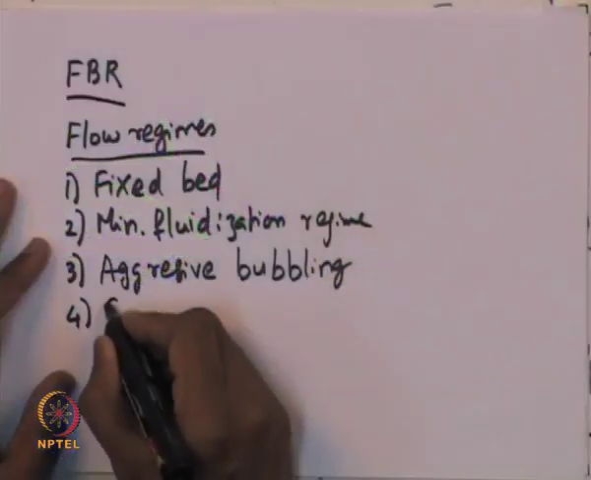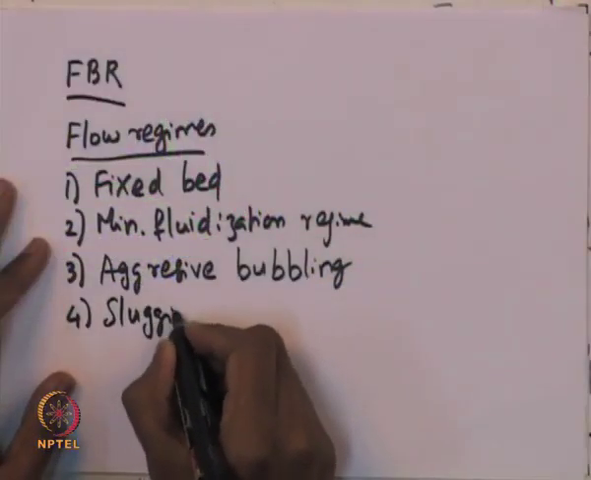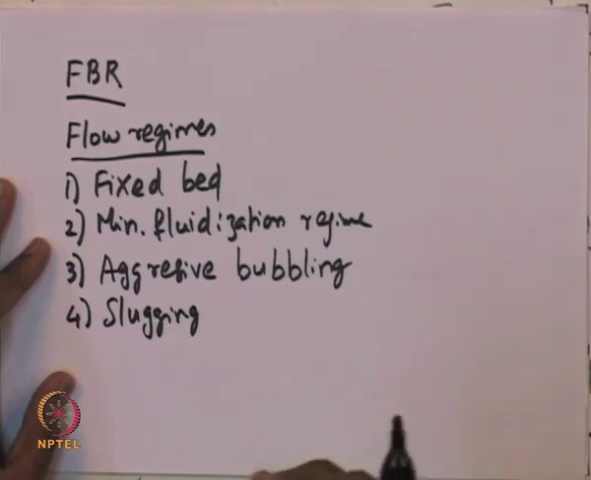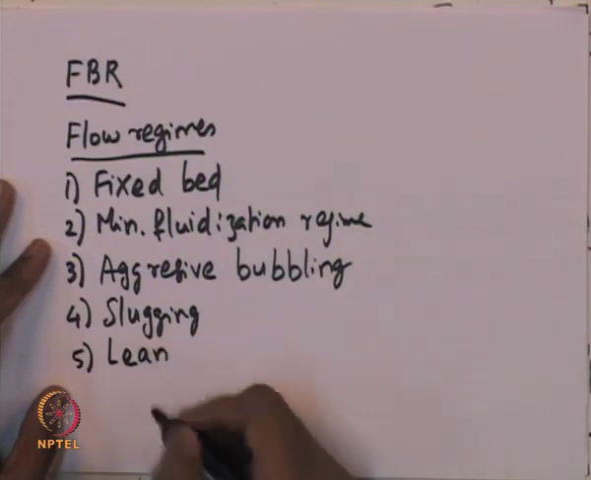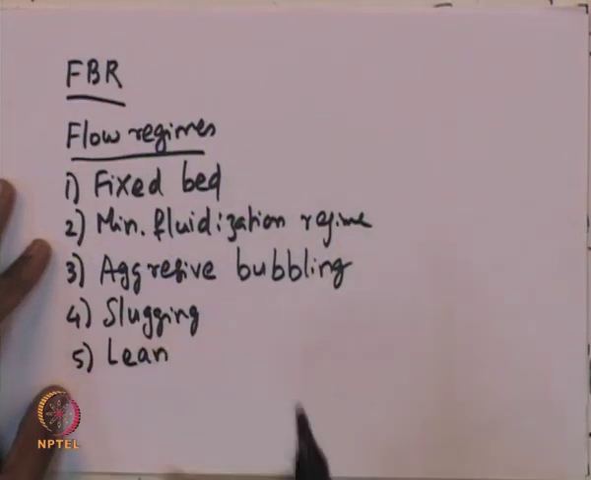And then the fourth one is called the slugging regime, where the velocity is significantly higher, so that channels are actually created, and through these channels the gas stream simply escapes the bed, and that is what is called the slugging regime. And the last one is the lean phase, where all the particles are suspended, the porosity is significantly higher, and they are all suspended all through the reactor. So, that is what is called the lean phase regime.